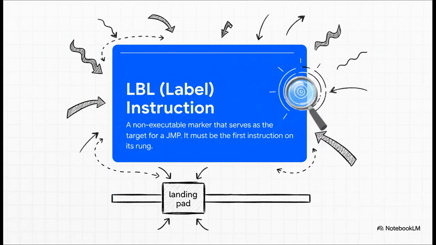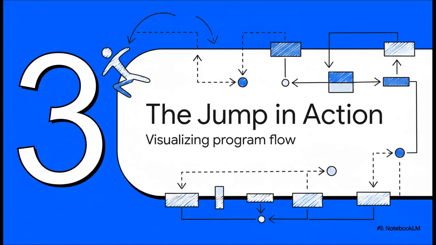And the label, the LBL instruction? Well, it's just a marker. That's it. It's a destination. It's a non-executable instruction, which is a fancy way of saying it doesn't actually do anything. Its one and only job is to be the target, the landing pad for a jump instruction. Oh, and it's got one really strict rule. It has to be the very first thing on its line of code. No exceptions.